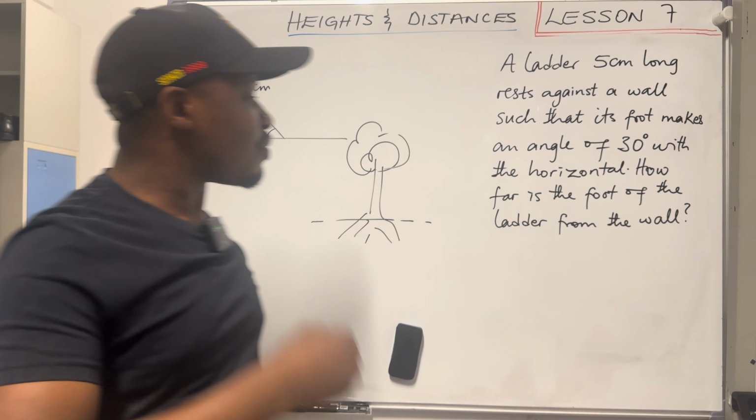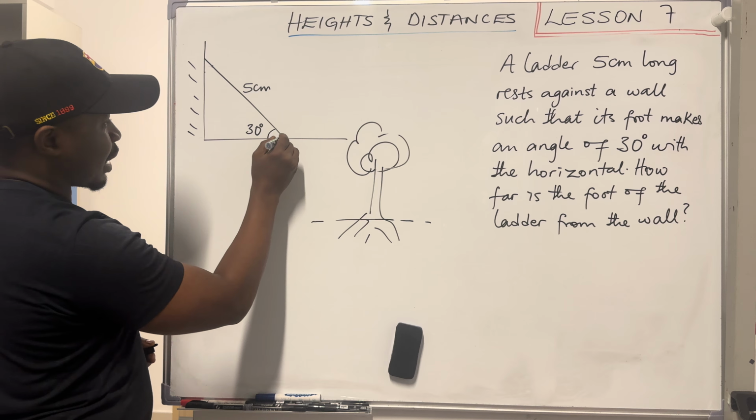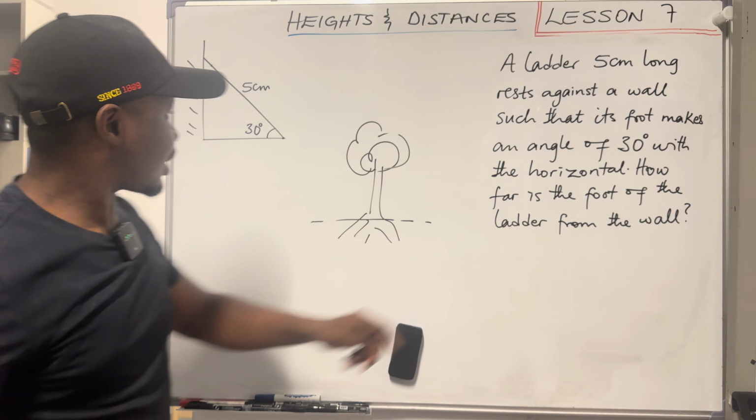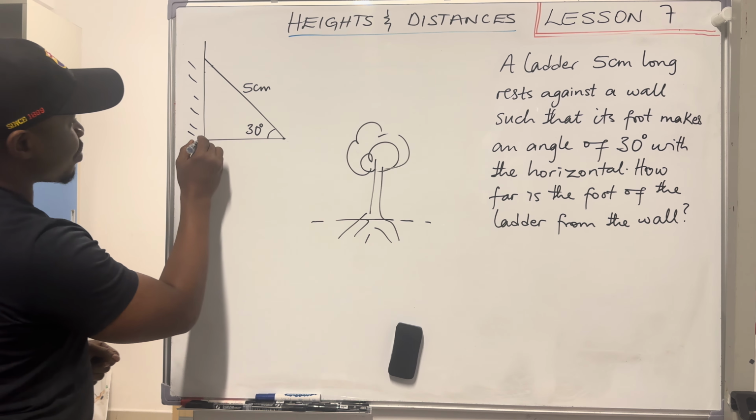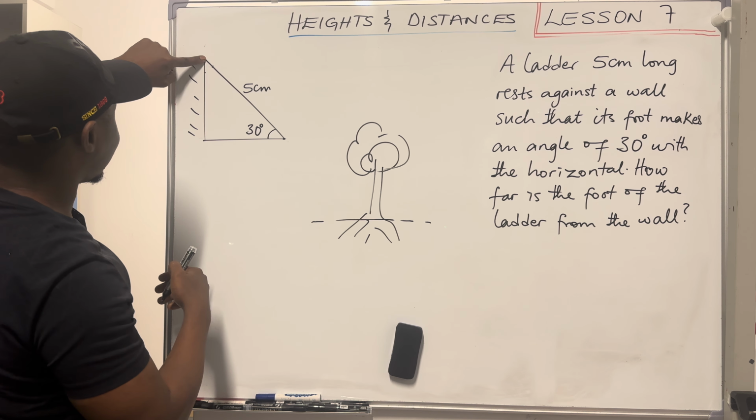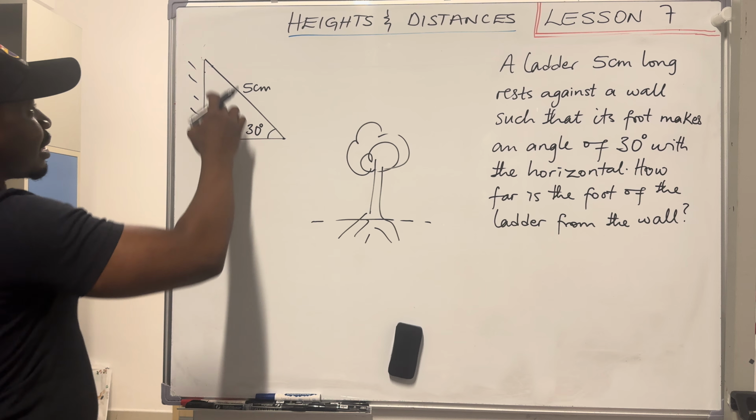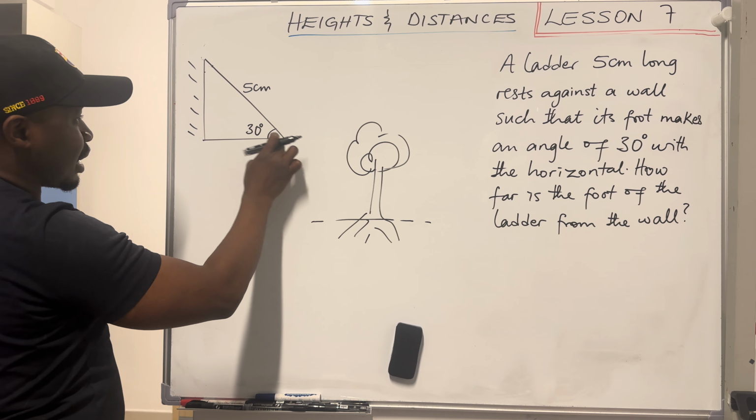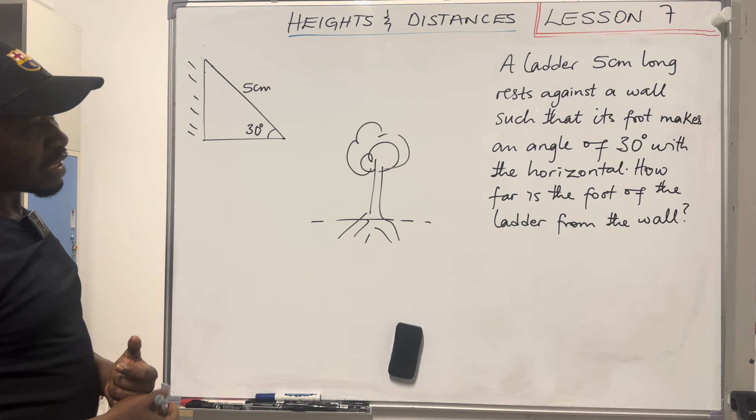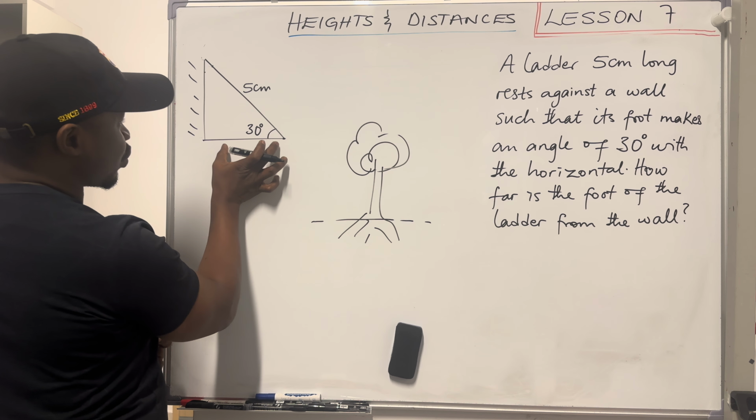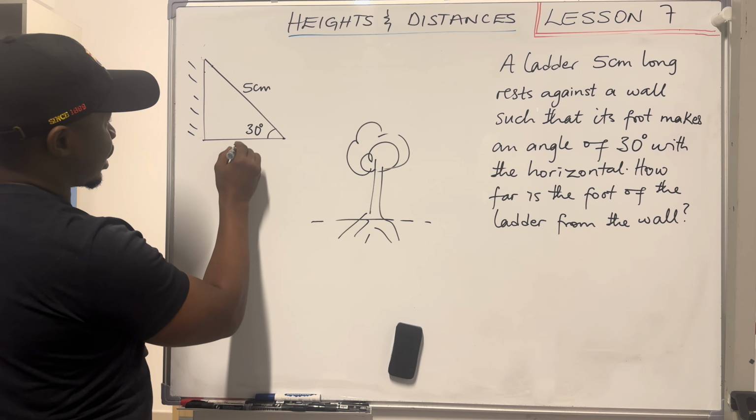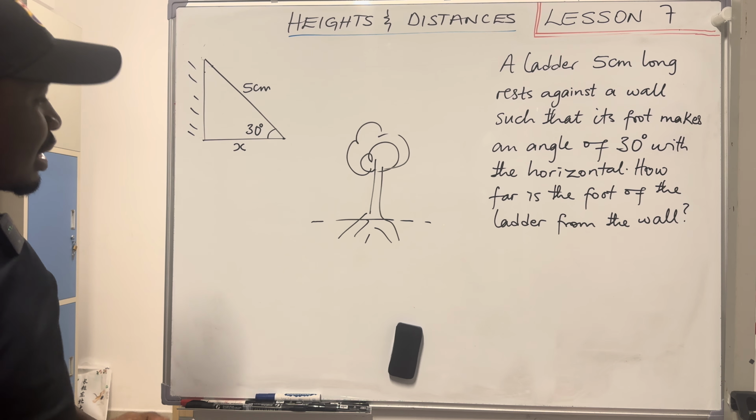So how far is the foot of the ladder from the wall? Look at the wall that stands and look at the ladder. The top part of the ladder is this, and the foot part of the ladder makes an angle of 30 degrees with the horizontal. Now the question is, how far is the foot of this ladder from the wall? So we need this one. You can suggest any letter. Let's say here is x.